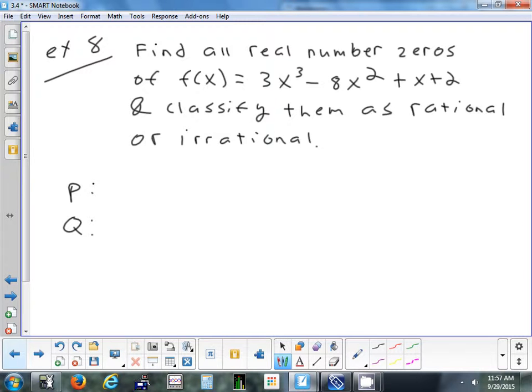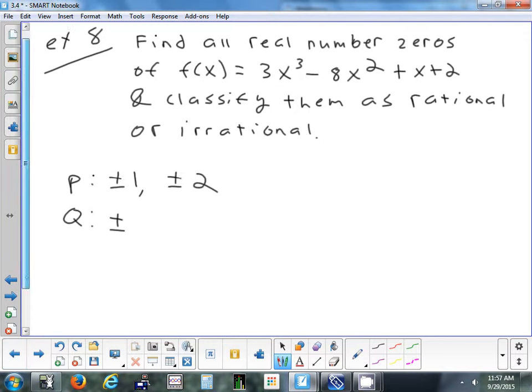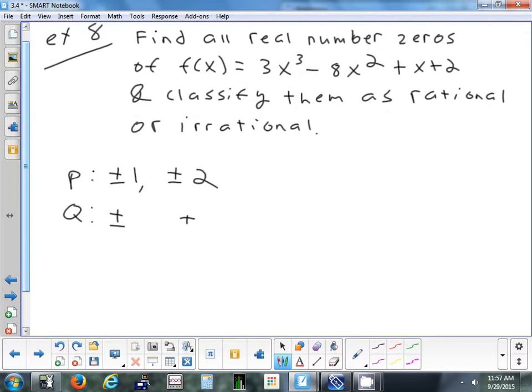Okay, my possibilities for p, positive or negative 1, positive or negative 2. Connor, what are my possibilities for q? 3, positive or negative 3, yeah. 8? Does 8 divide into 3? You've got to pick numbers that would divide into 3 without remainder.